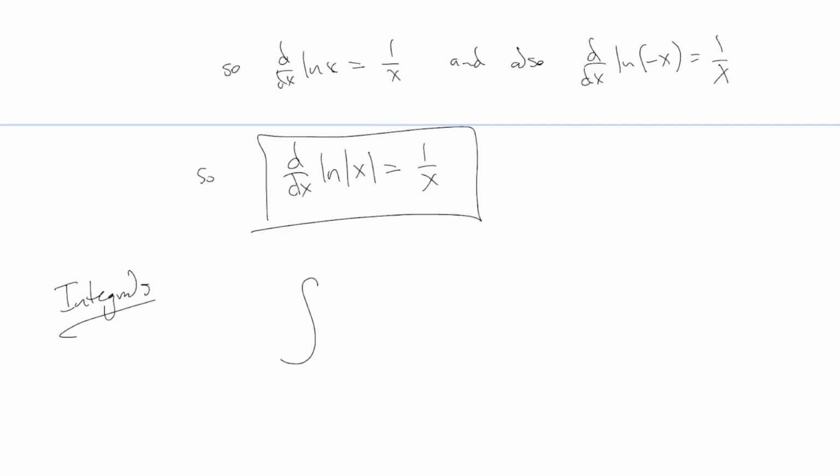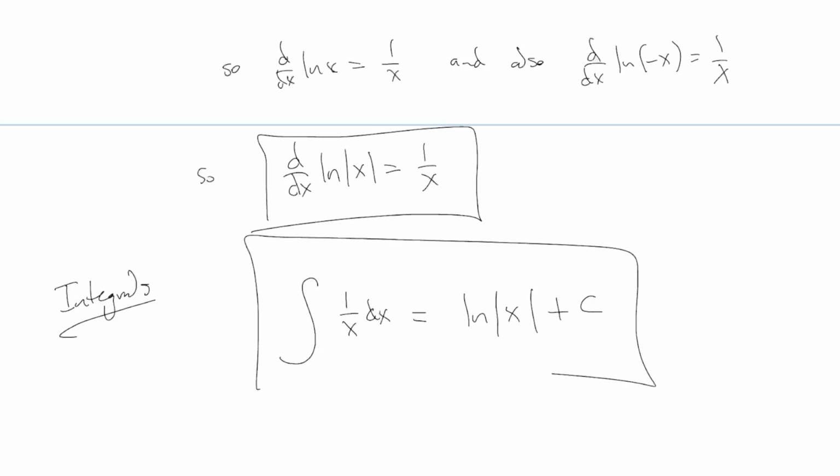And it's all based on this. It says the derivative of this is 1 over x. That means the other way around, the integral of 1 over x is that thing. So this is how this formula is typically written. The integral of 1 over x is the natural log of the absolute value of x plus c.